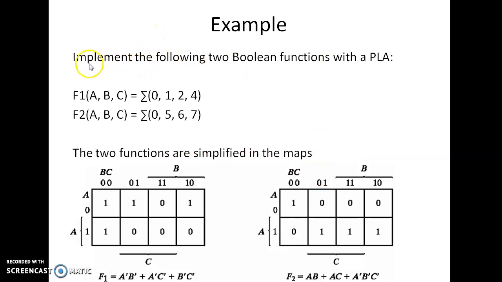For example, the question is given: implement the following two Boolean functions using PLA. Two functions are given, f1 is equal to sigma of 0, 1, 2, 4, f2 is equal to sigma of 0, 5, 6, 7. First you need to simplify the two functions using K-maps. So this is the simplification of f1 and this is the simplification of f2. For f1 you will be getting A bar B bar plus A bar.